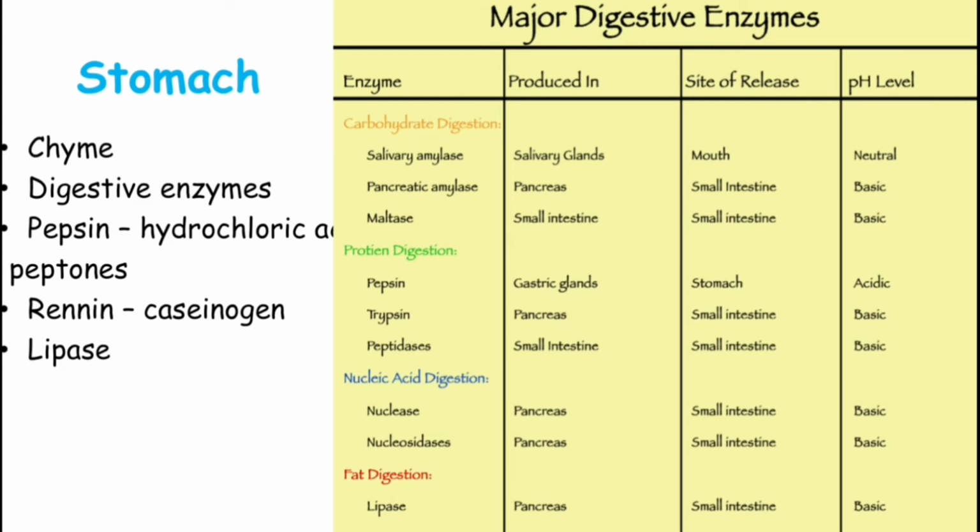The gastric juice contains enzymes for breaking down proteins, fats, and carbohydrates. These digestive enzymes are, as you can see, the major digestive enzymes which are useful in carbohydrate digestion, protein digestion, nucleic acid digestion, and fat digestion, along with their production site, site of release, and the pH level of a particular enzyme.